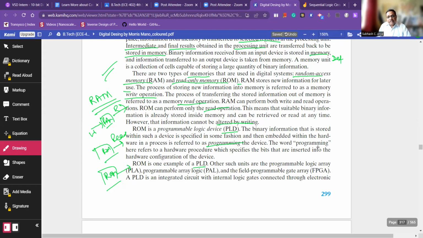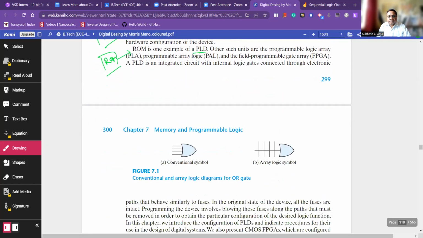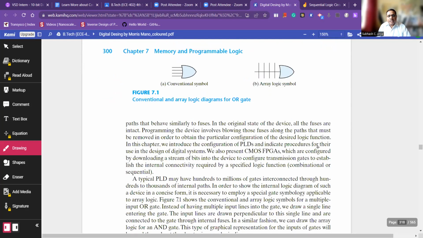A PLD is an integrated circuit with internal logic gates connected through electronic paths that behave similarly to fuses. In the original state of the device, all the fuses are intact, all are connected. Programming the device involves blowing those fuses along the paths that must be removed in order to obtain the particular configuration of the desired logic function.